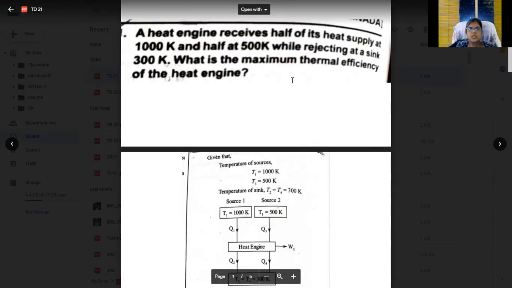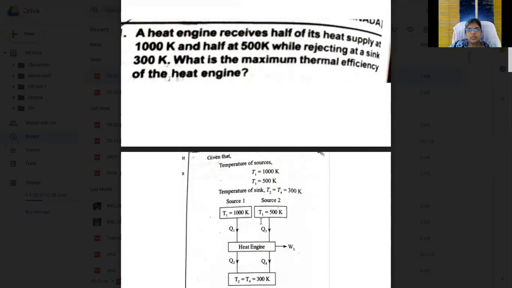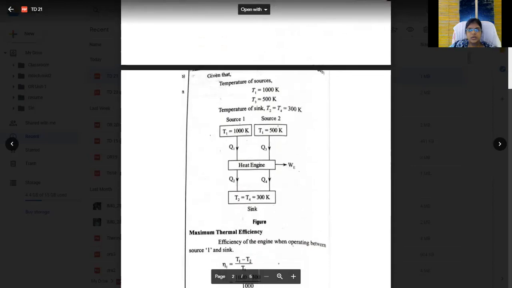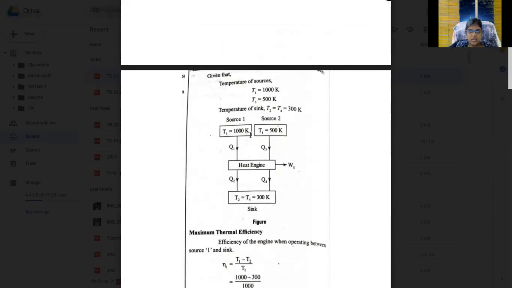A heat engine receives half of its heat supply at 1000 Kelvin, so T1 is equal to 1000 Kelvin, and half at 500 Kelvin. So here we have two sources. Source one is half at 1000 Kelvin and another one is 500 Kelvin, T3. And the sink is rejecting at 300 Kelvin, but the sink is the same. Sources are divided here. We have only one heat engine, but the sink is the same and we have two different sources.